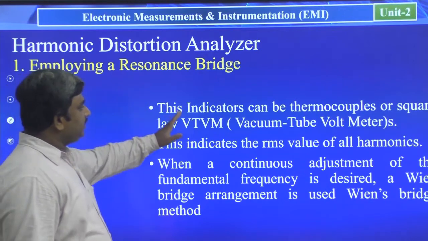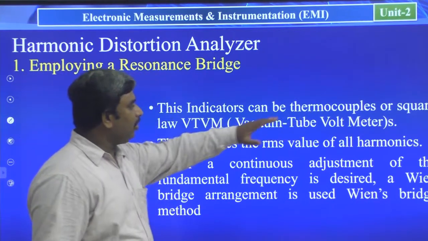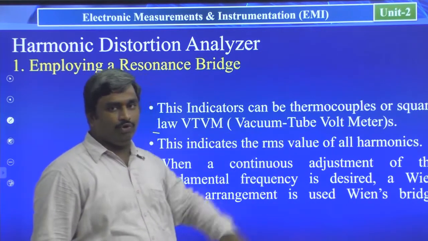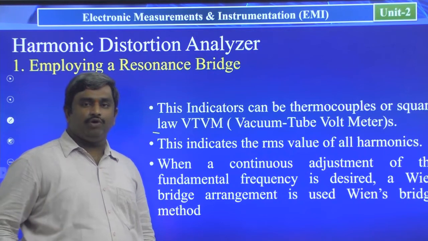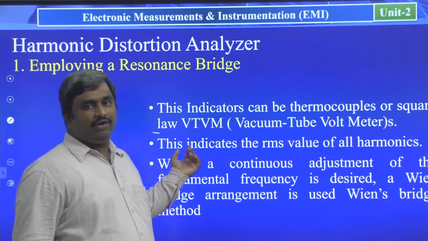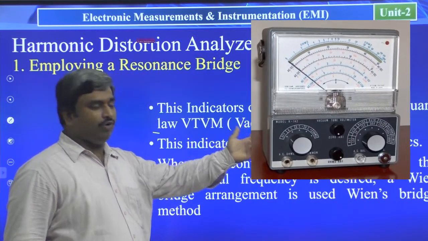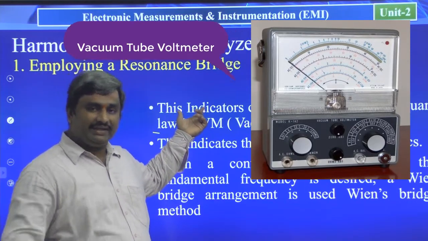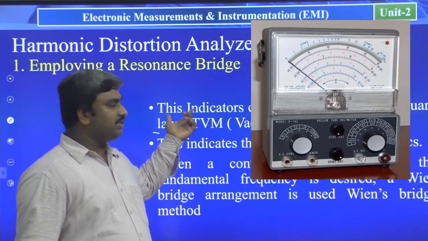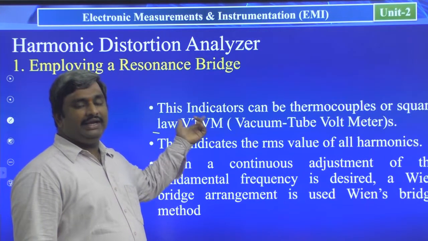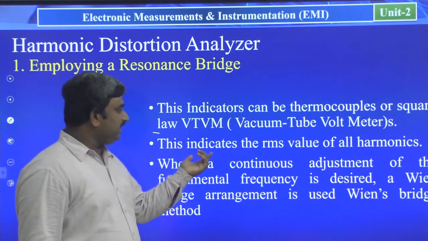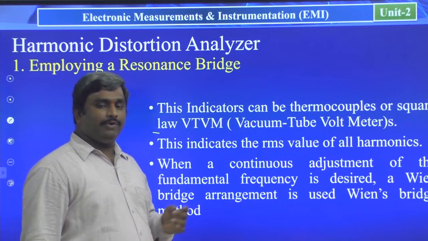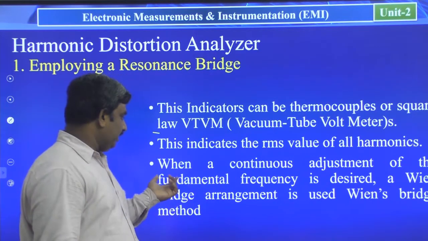Next, these indicators can be thermocouples or square law VTVMs, where VTVMs are vacuum tube voltmeters. We have different types of voltmeters: thermocouple type voltmeters and vacuum tube type voltmeters. Whatever harmonic indicators you connect in between the C and D terminals can help to indicate the values. This indicates the RMS values of all harmonics. For all harmonic components, it will produce the RMS values.